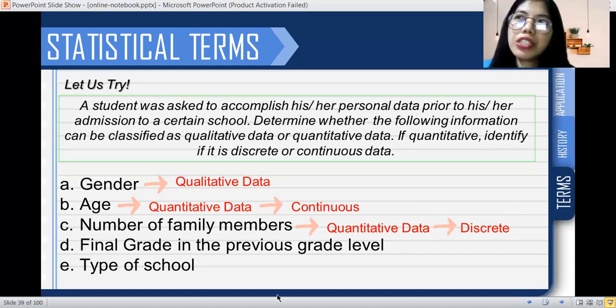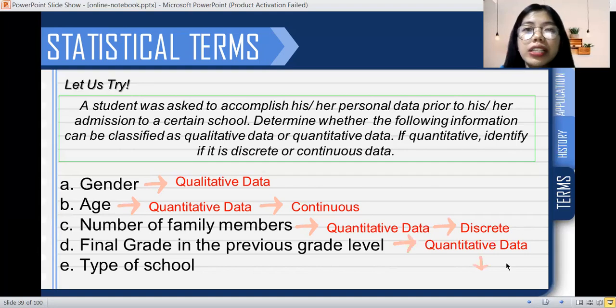Bakit, ma'am? Bakit po discrete? Dahil sa number of family members, hindi naman natin siya masasabi na meron bang kalahating tao? Hindi naman natin siya masasabing 7.5 yung number of family members natin. So again, dapat whole number lang siya when we are talking about discrete. So, ayan po. And we also have the final grade in the previous grade level. It is still a quantitative data and for this time, it is a continuous data.